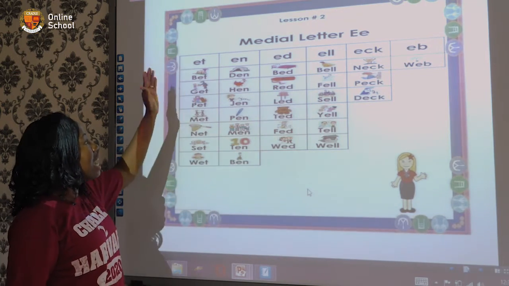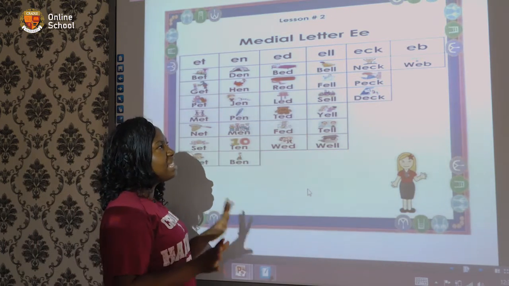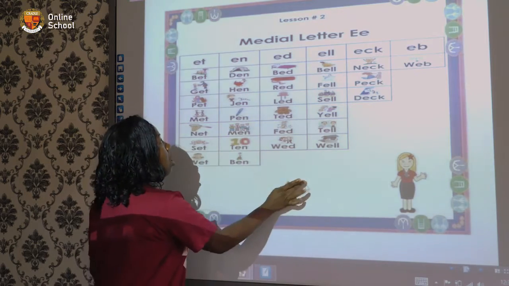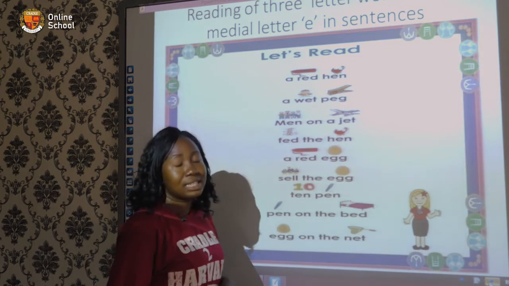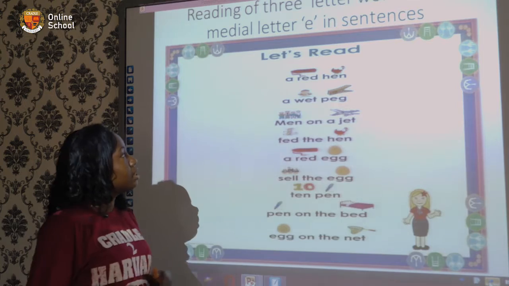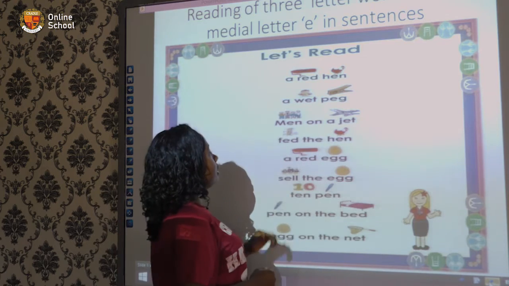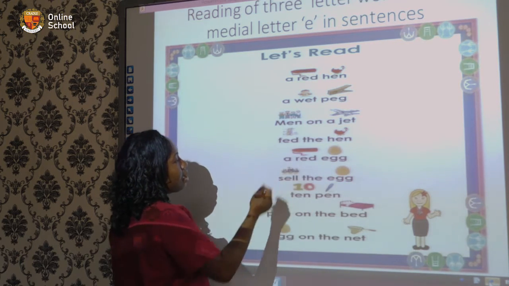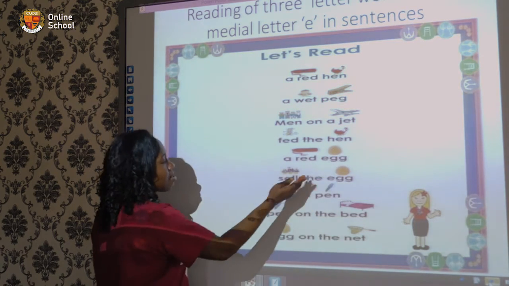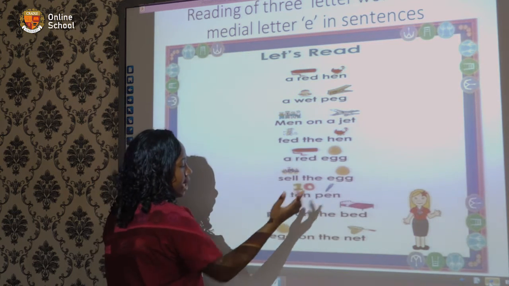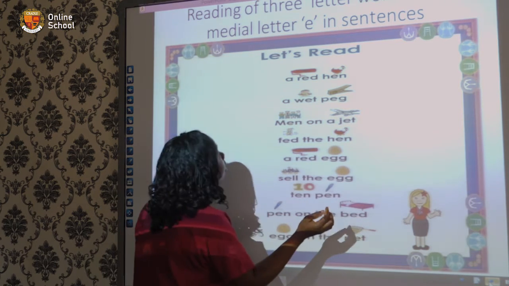Remember, if you can get your medial letter E sounds together, it's easy for us to blend and easy for us to make a word out of it. We're going to be reading three letter words with medial letter E in the sentences. So let's read. A red hen, a wet peg, man on a jet, fed the hen, a red egg, sell the egg, ten pen, pen on the bed, egg on the net.